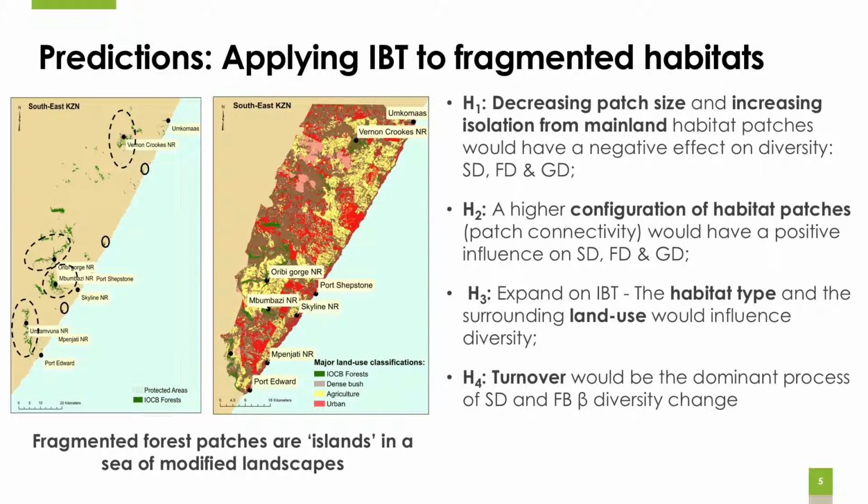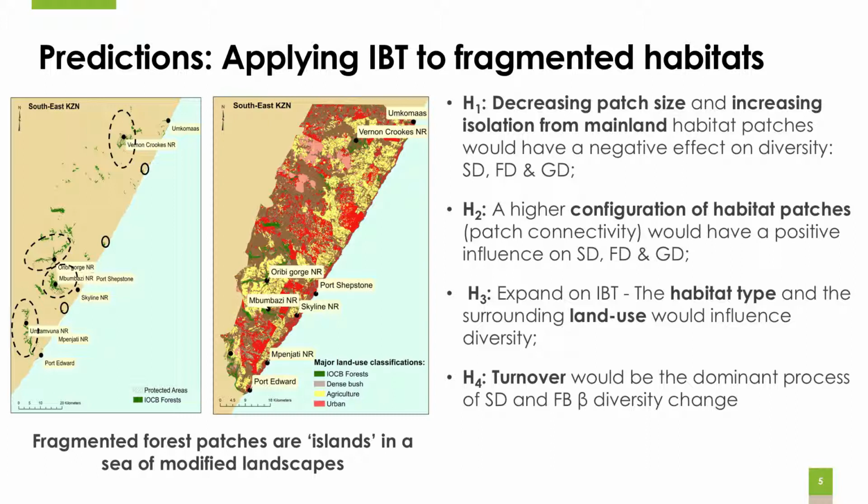So we developed 4 different hypotheses or predictions. One is purely looking at the island biogeography theory concept, looking at patch size and increasing isolation from mainland habitat patches. We explored this in terms of species diversity and overall functional diversity, but also looked at the impacts on individual guilds.